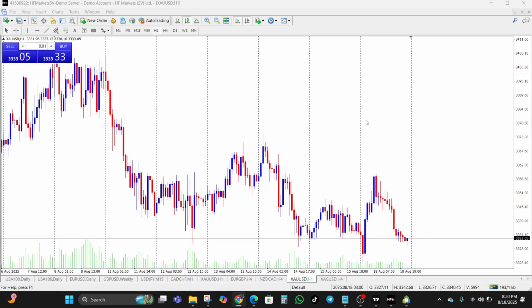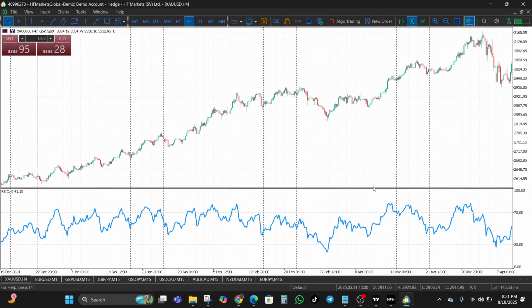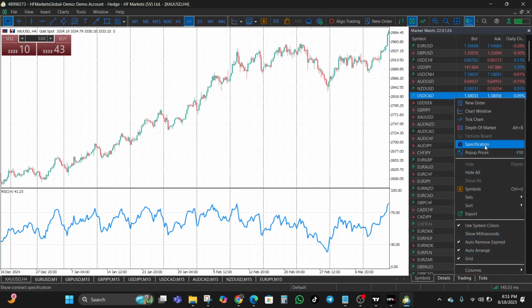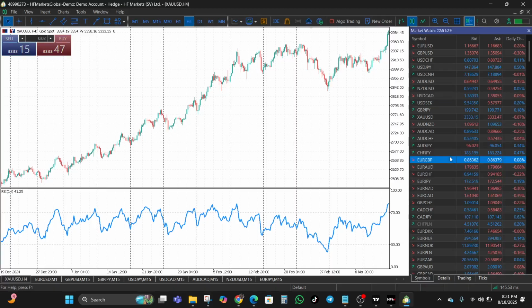The first step is to make sure that your trading platform, whether it is MetaTrader 4 or MetaTrader 5, is properly set up. Once you log in with your broker's details, you head over to your market watch window, right click inside of it, and click on show all, to make sure that all the assets are shown.